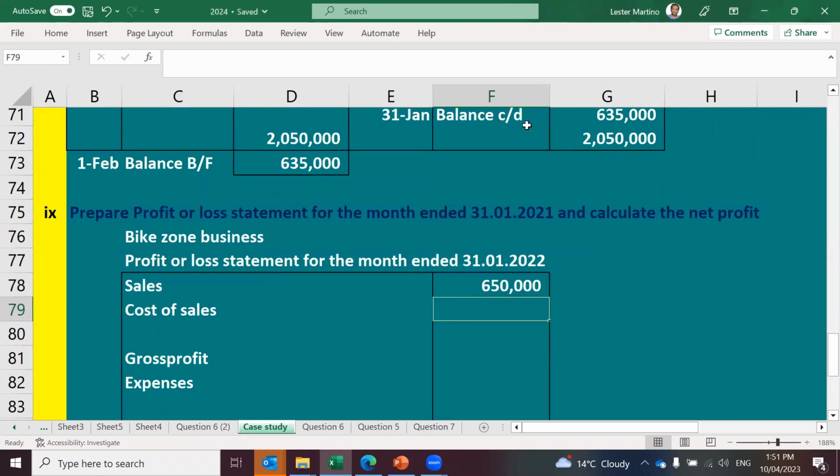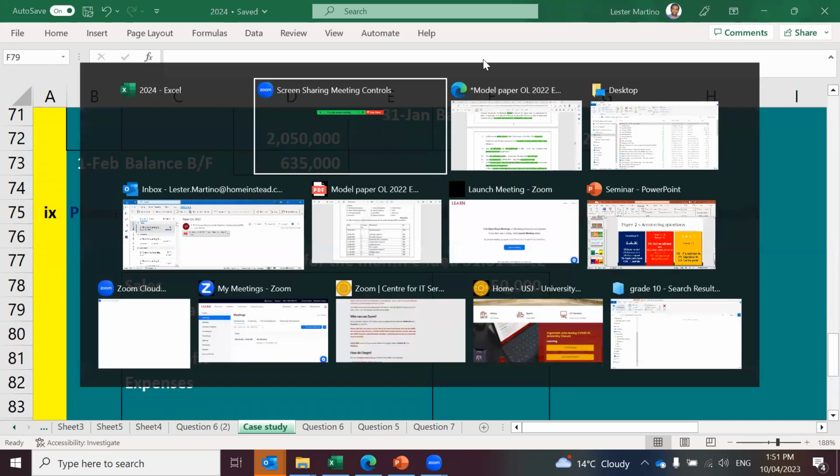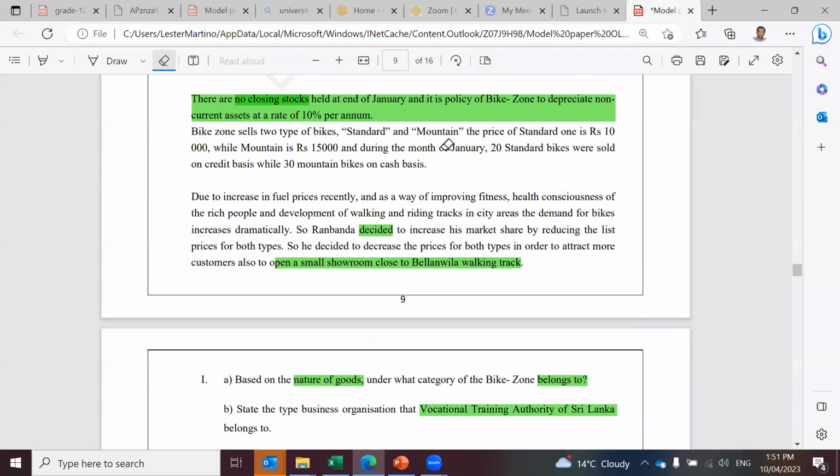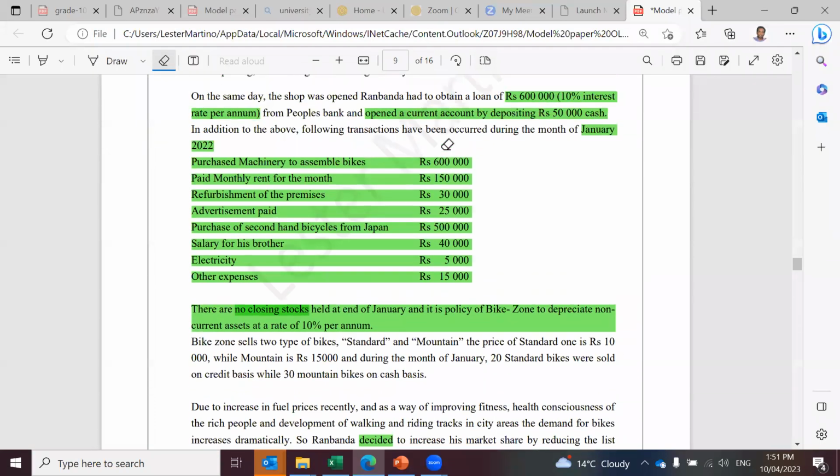Cost of sales, any guess what is the cost of sales figure? I'm asking question from you. And they further mention there is no closing stocks. And there is no opening stock. They just started now. එතකොට purchases තමයි cost of sales වෙන්නේ.